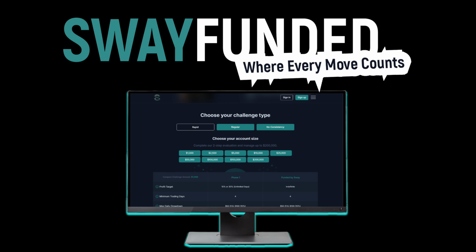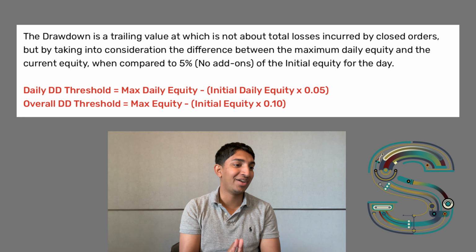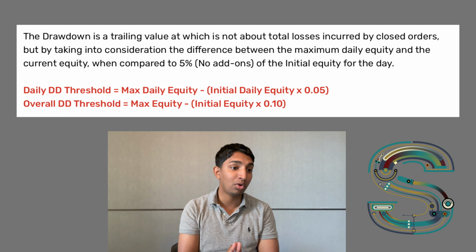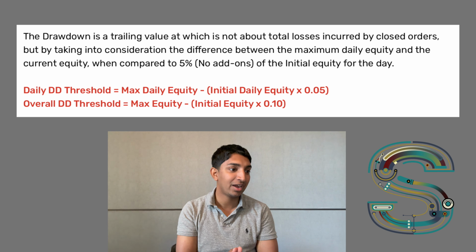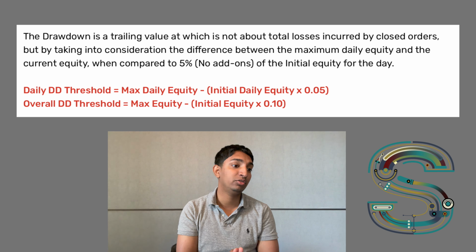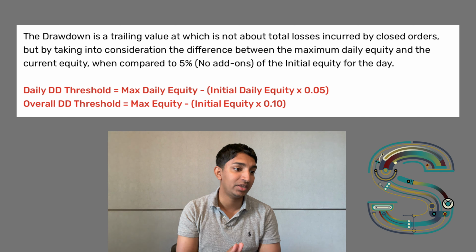Let's get into it. Now, when explaining exactly what the trailing drawdown is, I'm going to be using Sway Funded as a case study. Their definition of the trailing drawdown is the following. The drawdown is a trailing value which is not about total losses incurred by closed orders, but by taking into consideration the difference between the maximum daily equity and the current equity when compared to 5%, which is the daily drawdown of the initial equity of the day.